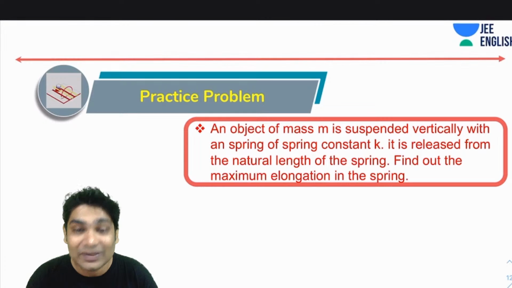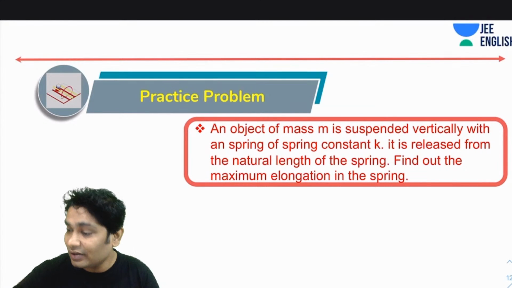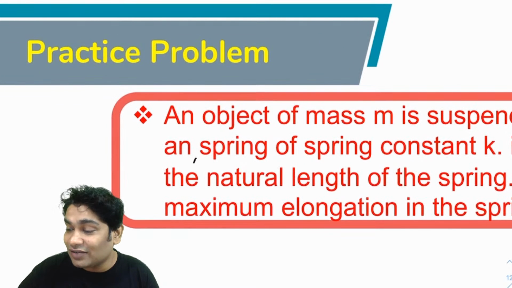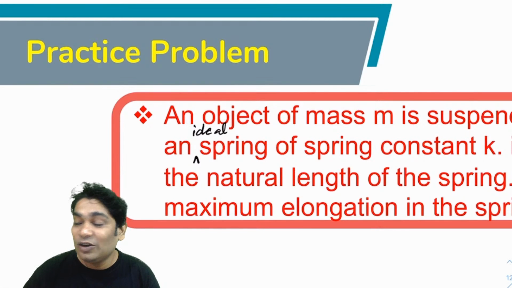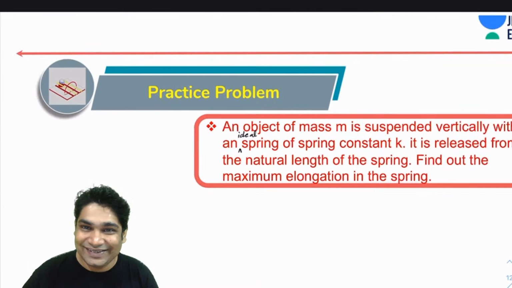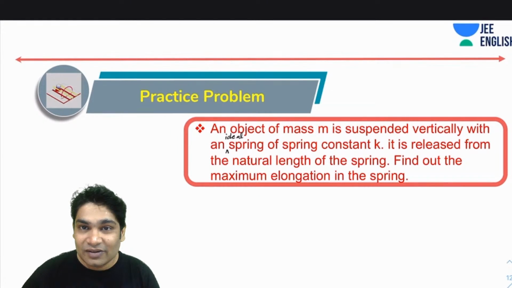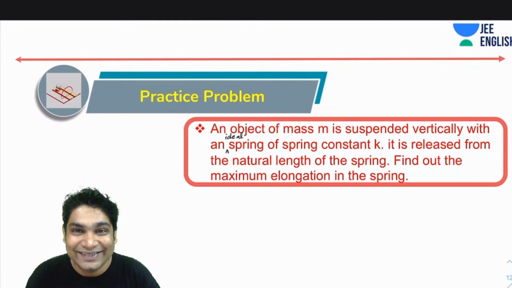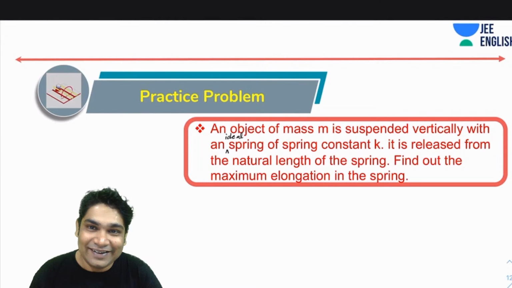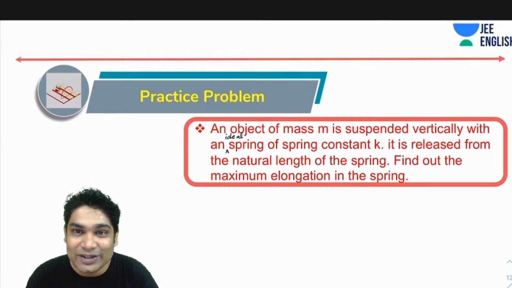Yes, Pawan, the spring is ideal. There is a word ideal missing here. That is why the "an" is there. Alright, an ideal spring. I think you forgot to type that. That's why you see "an" written in front of the spring, because the word ideal is missing.